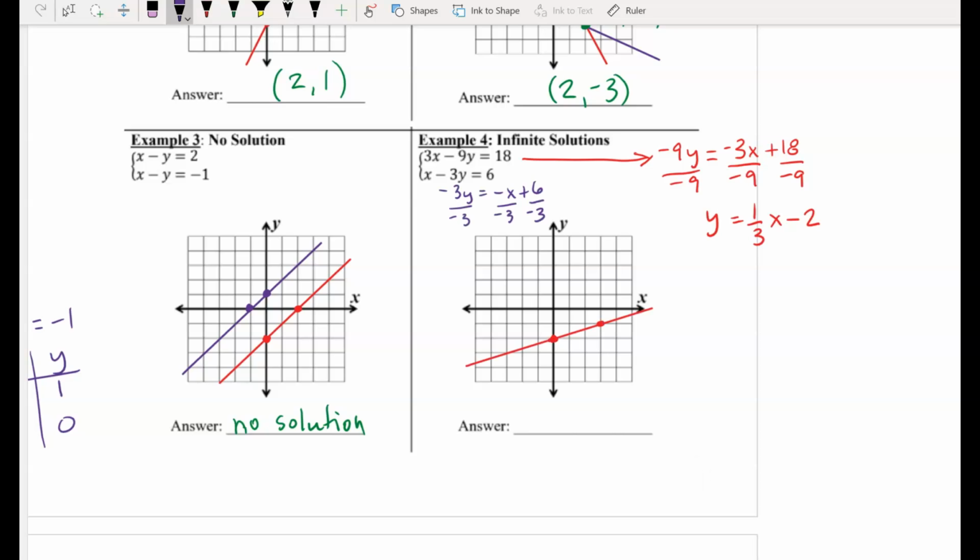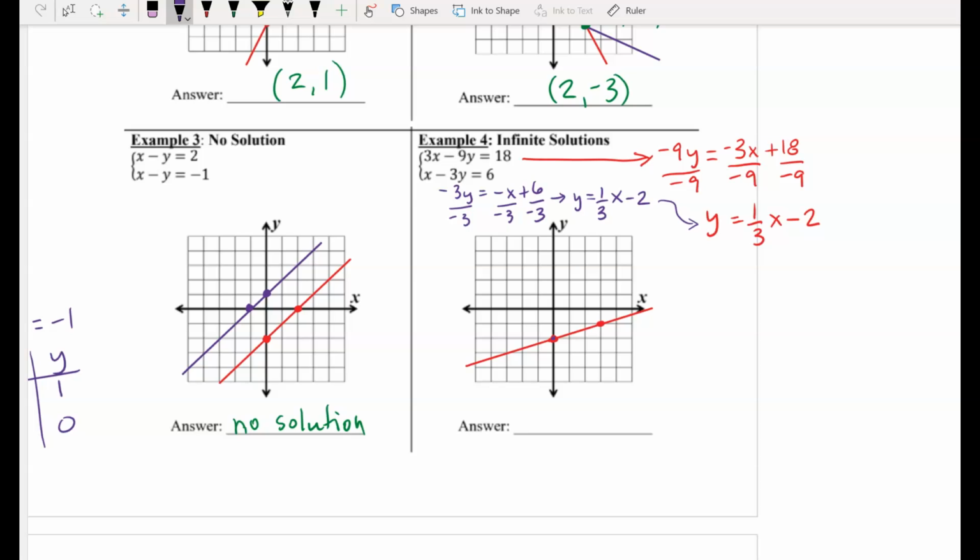When I solve the second equation for y, first I subtract x from both sides, then I divide every term by -3. And notice when I simplify that, I have y by itself. -1 divided by -3 is positive 1/3 times x, and then 6 divided by -3 is -2. And if you compare that to the first line that I simplified, they look exactly the same.